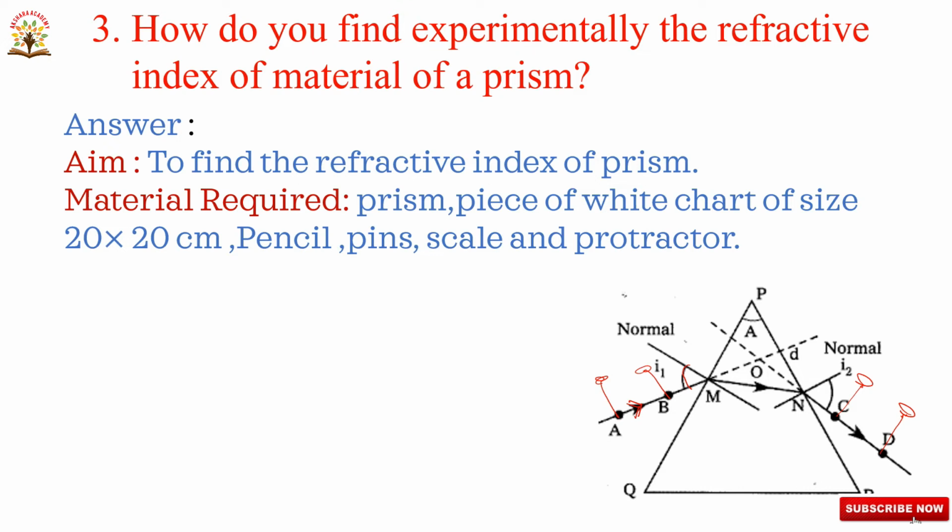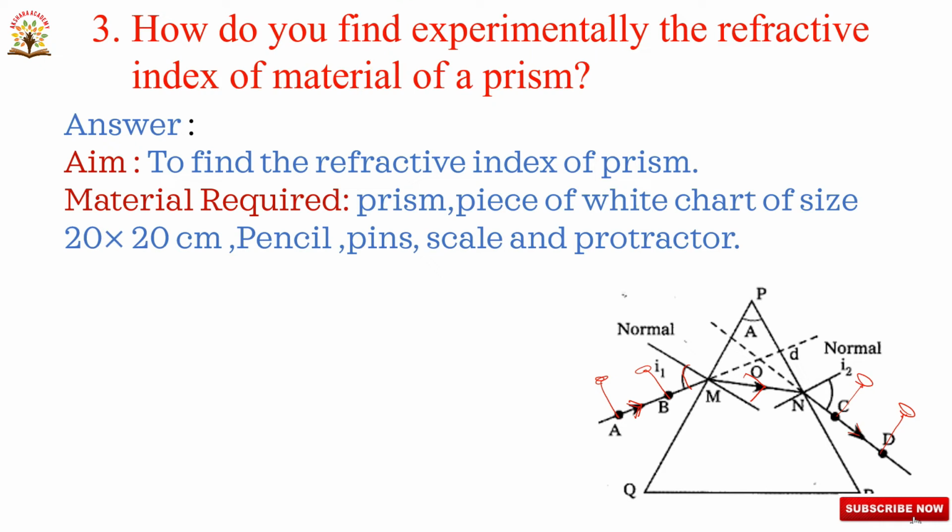First, whenever the incident ray travels from a rarer medium to a denser medium, the refracted ray moves towards the normal. This is the refracted ray. MN denotes the refracted ray after refraction, and again this is the incident ray. Now the ray traveling from a denser medium to a rarer medium moves away from the normal, and this is known as the emergent ray.